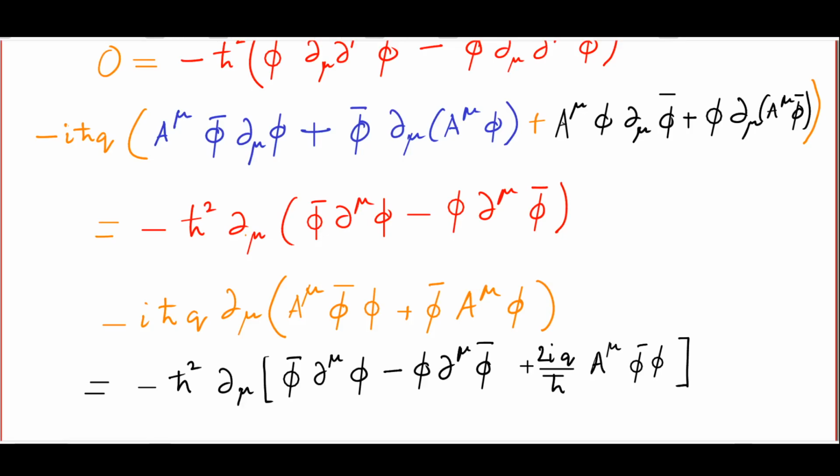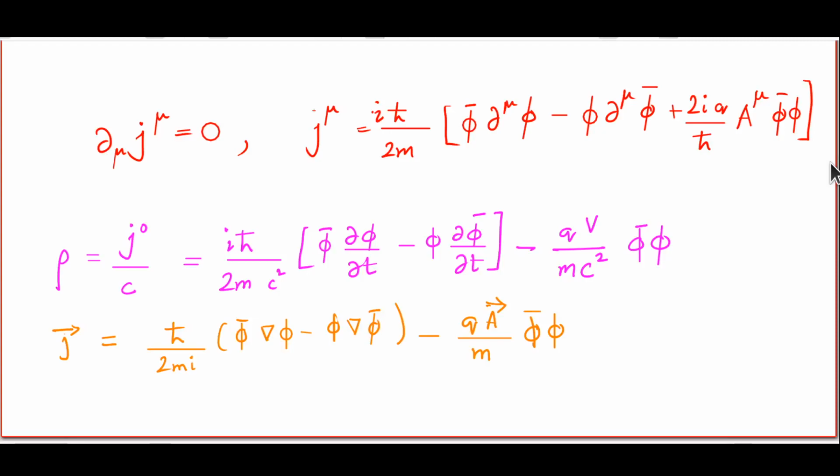So, what we have is that once again we have a 4-vector whose 4-divergence ∂_μ j^μ is 0. And j^μ is going to be some multiple of φ̄ ∂^μ φ − φ ∂^μ φ̄ plus twice iq by ħ A^μ φ̄φ. So this is exactly the same expression that we had without the electromagnetic field, with an additional correction term to the 4-vector j^μ. Indeed, the prefactor that we choose for j^μ in this case is the same as the one we had chosen earlier. That is, we multiply our expression φ̄ ∂^μ φ − φ ∂^μ φ̄ plus twice iq by ħ A^μ φ̄φ by this factor iħ by twice m.